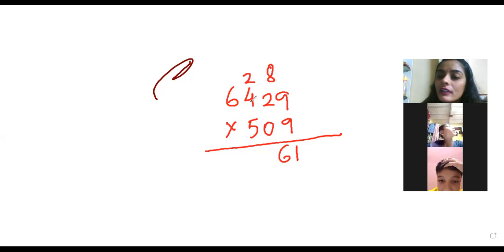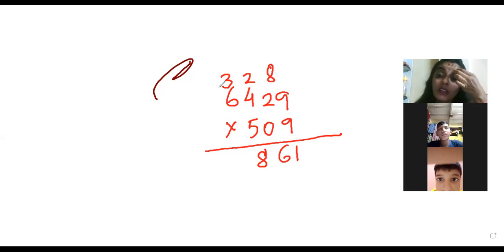9 4s are, no, here you are mistaken. 9 4s are, Ali? 36. 9 4s are 36 plus 2, 38. So carry forward 3. 9 6s are 54. 54 plus 3 is 57.